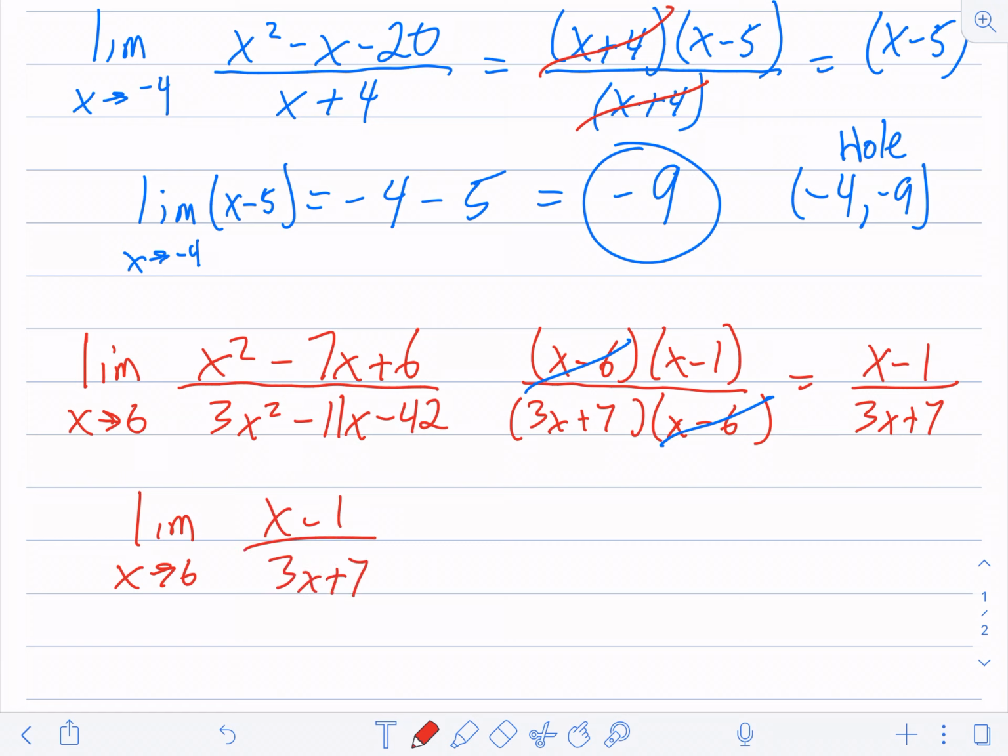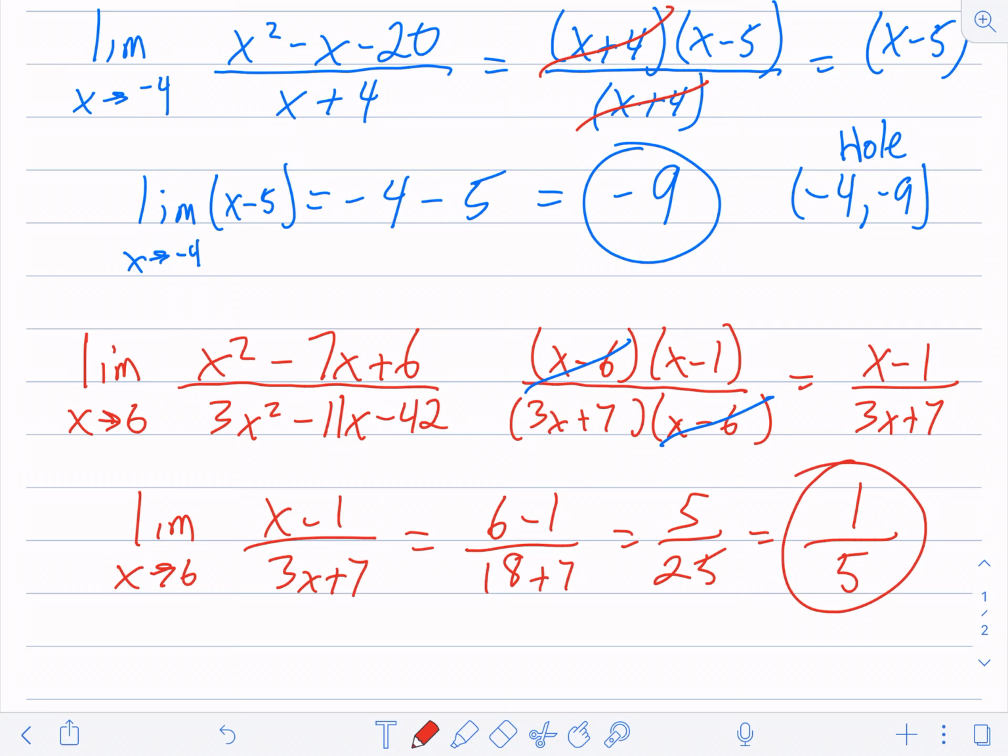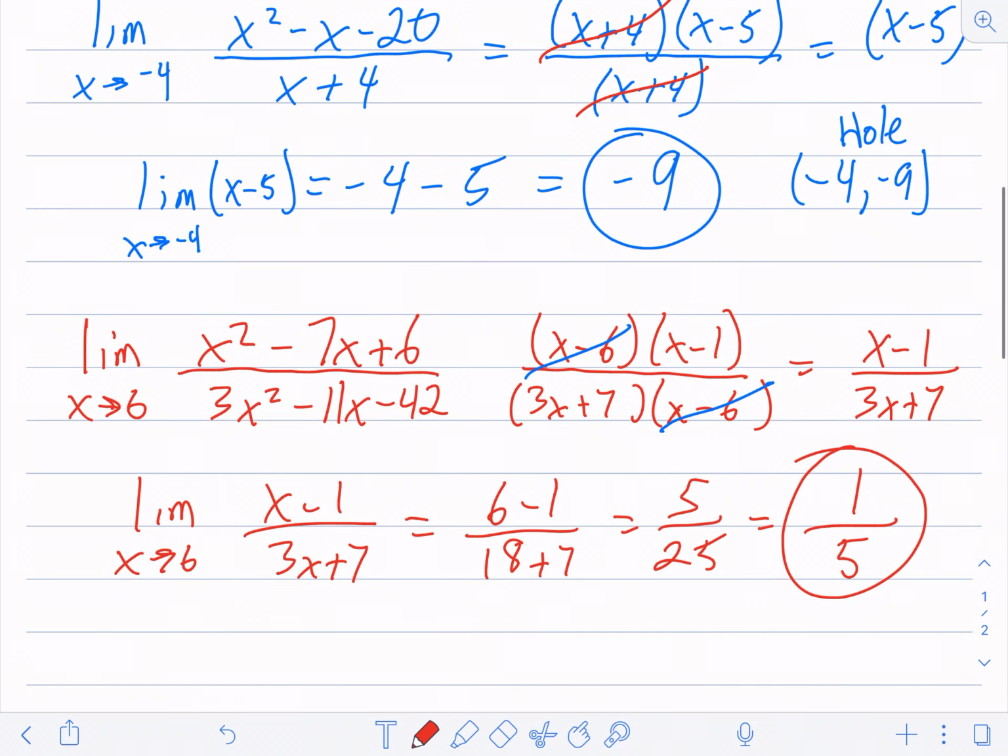So I'm really looking for the limit as x approaches 6 of the function x minus 1 over 3x plus 7. Well, now I can use direct substitution, and I'm going to plug in 6 for x, so I get 6 minus 1 over 18 plus 7. So I get 5 over 25, which simplifies to 1/5. And that is going to be my limit because there's going to be a hole at the coordinate 6 comma 1/5. And so 1/5 is going to be the limit as x approaches 6 from the left and the right. The limit is going to be equal to 1/5.